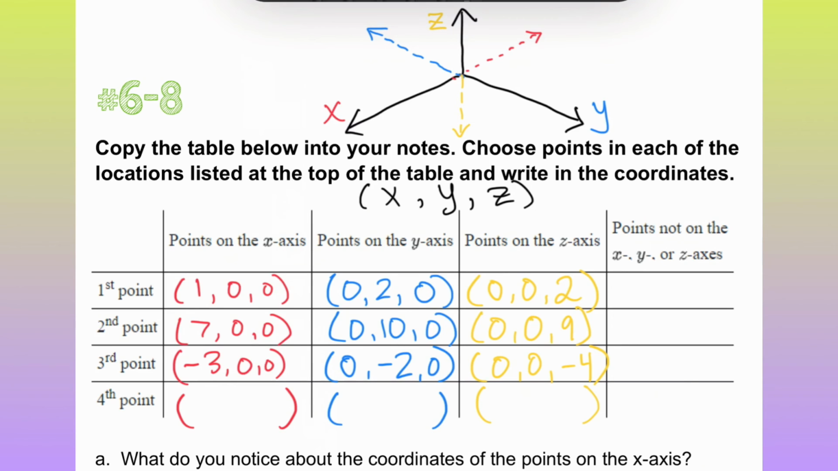And then my last column, so I want a point that is not at all on any of my axes. So I'm just going to pick some random numbers for all 3. And you can go ahead and choose 3 more.